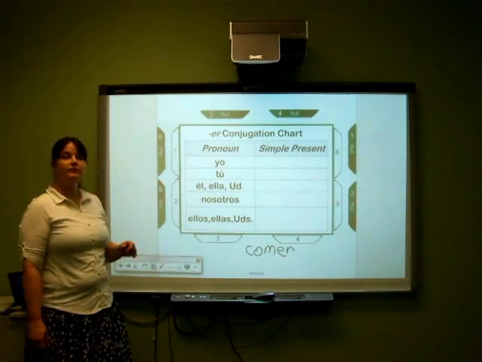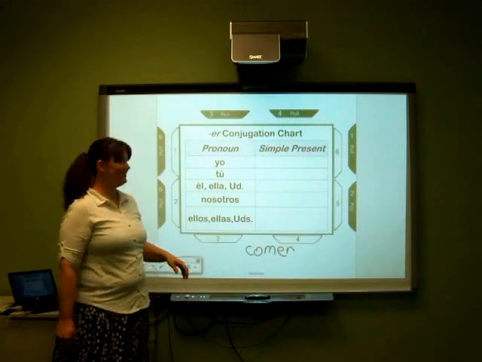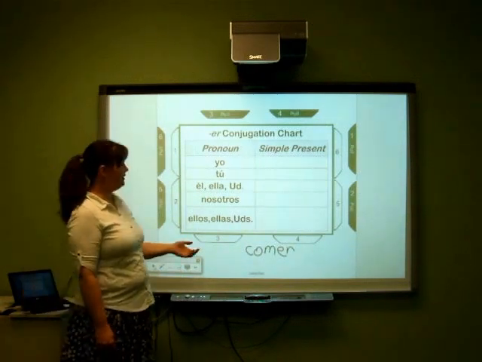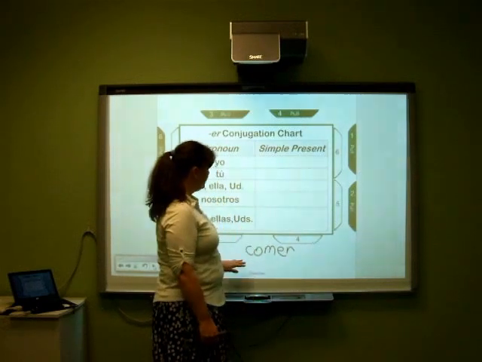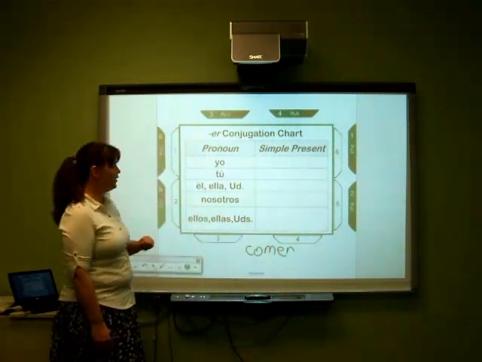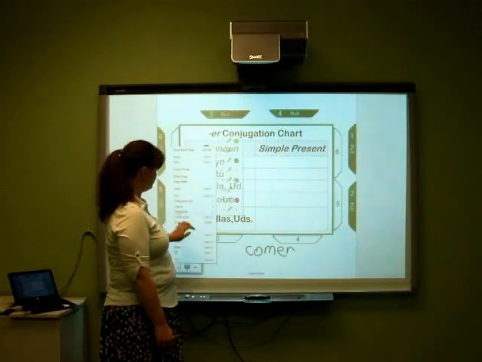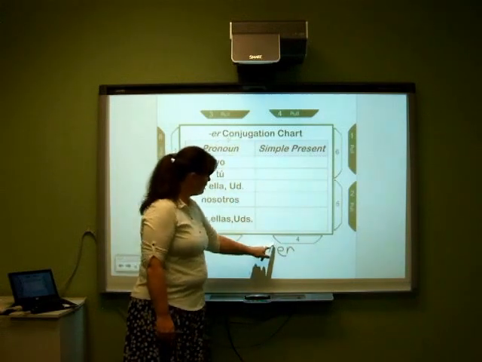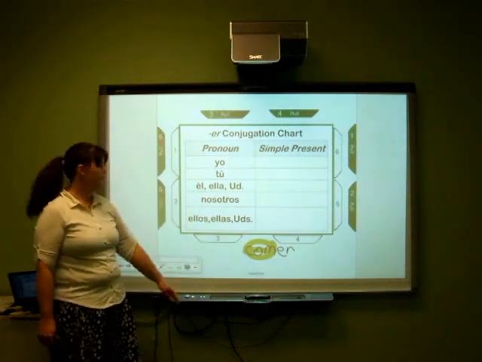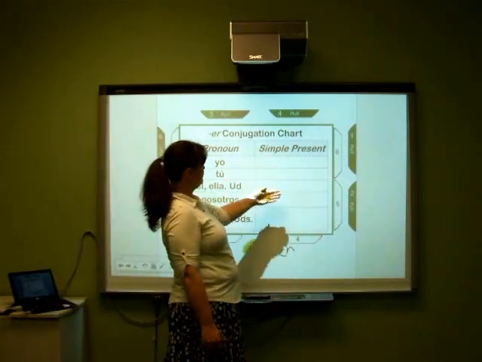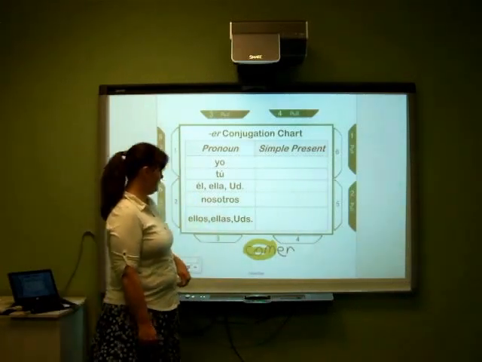To begin with, we will remind ourselves that we can conjugate the verbs by removing the infinitive ending from the stem of the verb. For the verb comer, we can remove the ER. We are left with the stem com. Com is the stem of the verb comer. By dropping the ER and adding our simple present tense ending, we can change the verb to the form that we need.